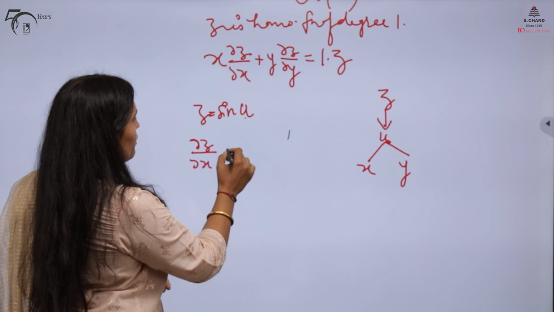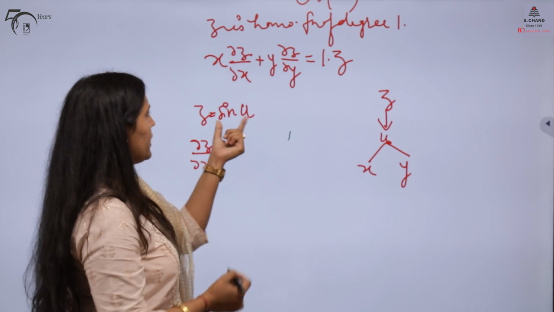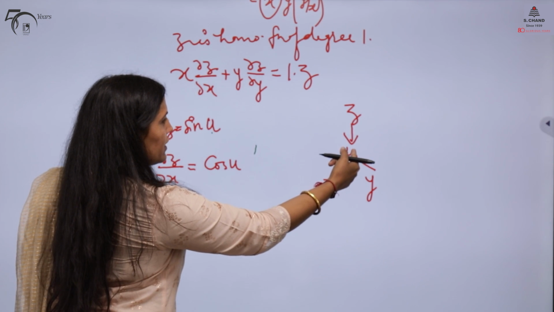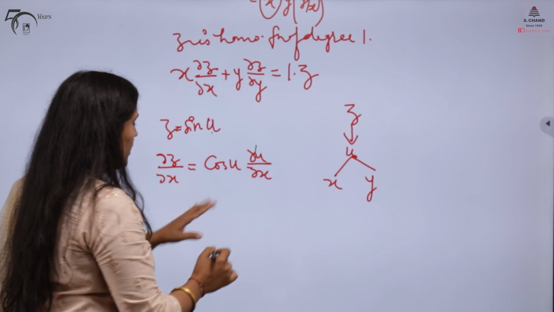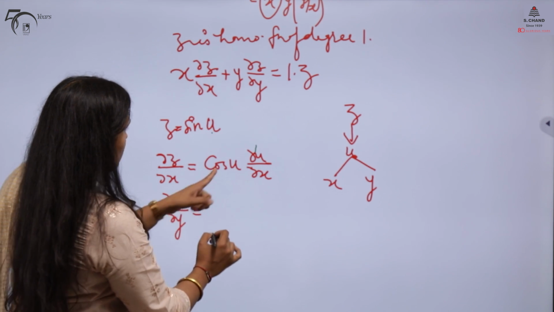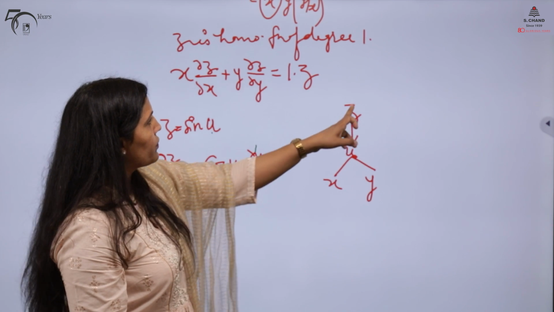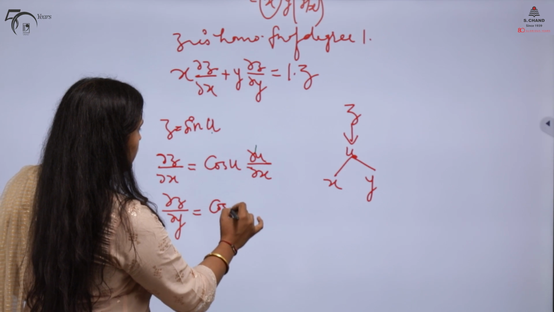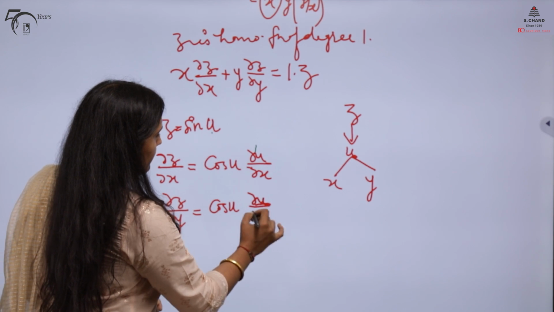So del z by del x, when you are calculating, means the total derivative of the function with respect to u. The total derivative will be cos u, and then the partial derivative of u with respect to x, because there is a split in the chain. It is not a single chain. So this is the derivative with respect to x. Now in the same way with respect to y. Z derivative with respect to u will give you the derivative of sine u, that is cos u, then the partial derivative of u with respect to y.